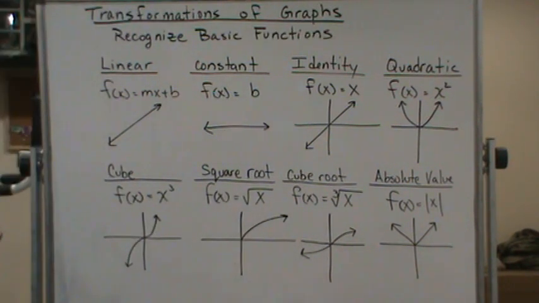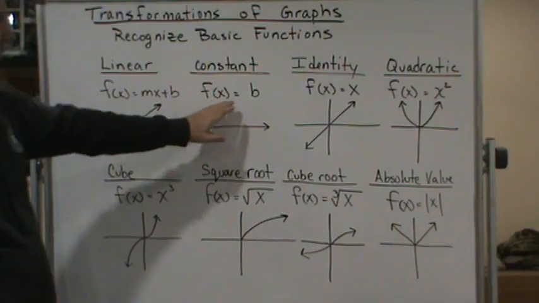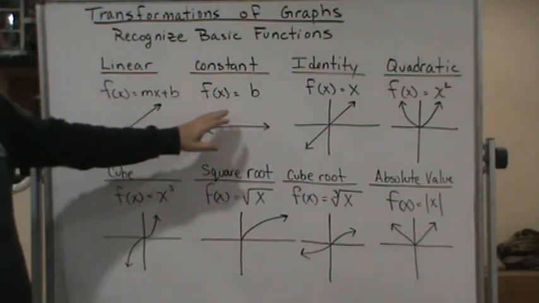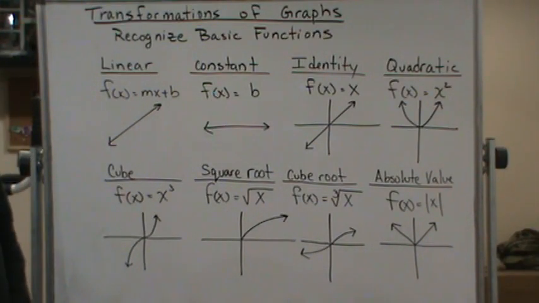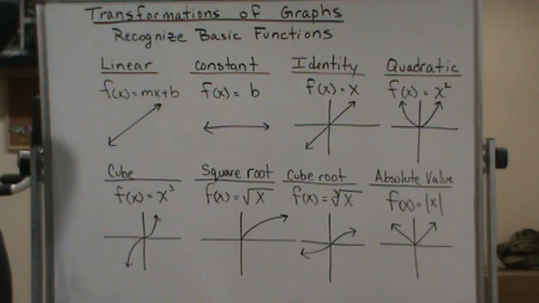But there are these 9 functions, right? So we've talked about linear and constant functions, so we know what those look like. But the other 7 functions that we're going to talk about are these here plus the reciprocal function.